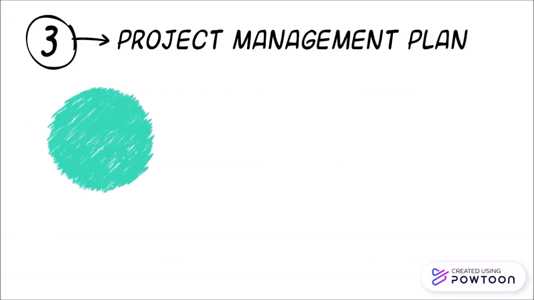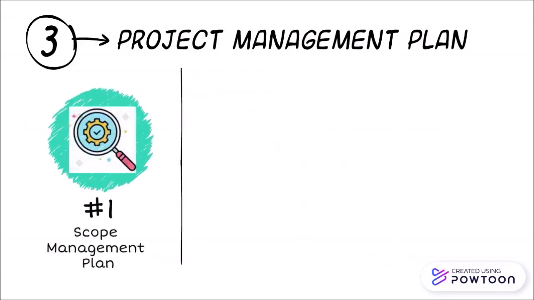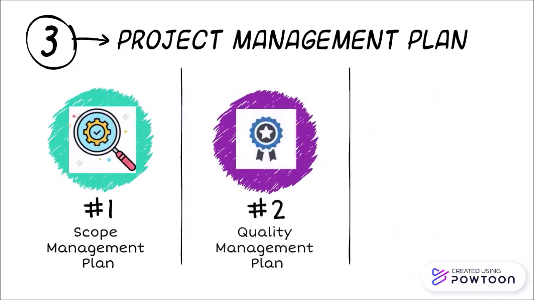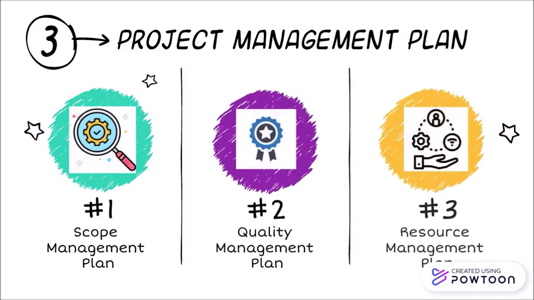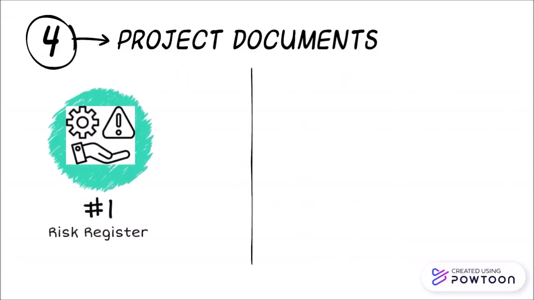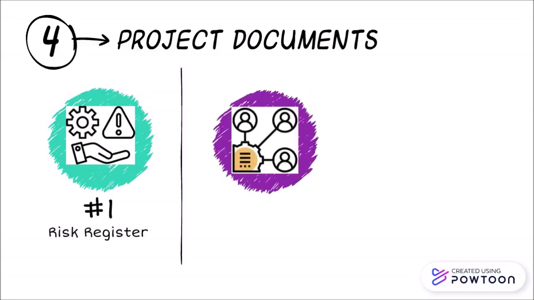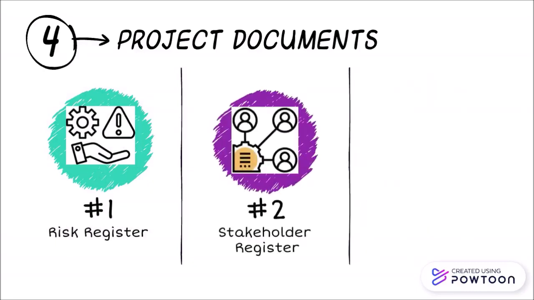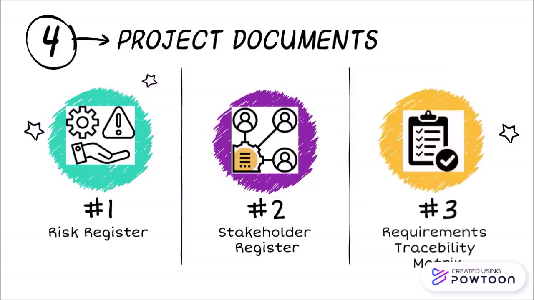The project management plan will include the scope management plan that will describe how the scope of work is managed. The quality management plan contains the applicable industry standards, and the resource management plan has all the information on which resources will be purchased or leased. Project documents include the risk register, which provides a list of risks and risk response planning. The stakeholder register provides details on the project participants, and the requirements traceability matrix links product requirements to their deliverables.